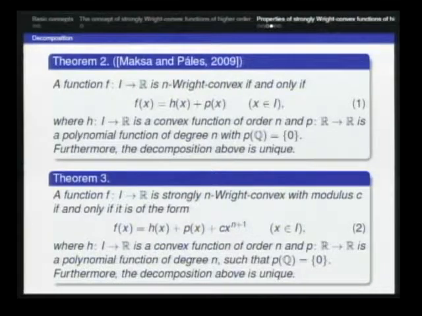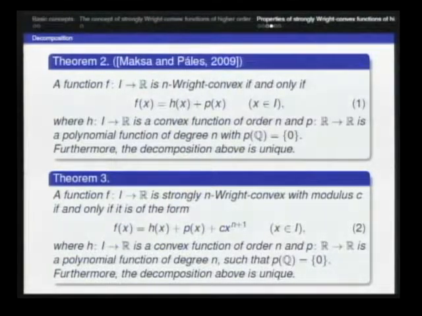Here we have this property as well, and according to the theorem of Maksa and Páles, we have uniqueness for the representation here too. So now we have the decomposition of strongly n-right convex functions. With right-convex functions, we have a decomposition theorem for them.